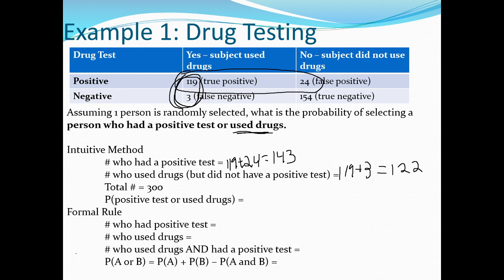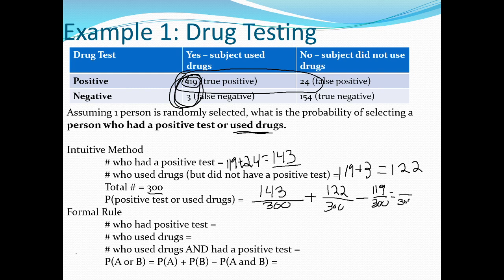Now we have 300 people total, so 300 people total took the test. I want the probability that a person tested positive or used drugs. Well, I know it's going to be out of 300. I have 143 people tested positive, so that's the probability of A. And this one's going to be out of 300 too. I had 122 people who used drugs. Now the problem with that is that I used the 119 twice. The 119 is counted in the 143, and the 119 is counted in this 122 here. So I'm going to subtract off 119 over 300 because that's double counted. So this is where I get probability of A, plus probability of B, minus the probability of both of them together.